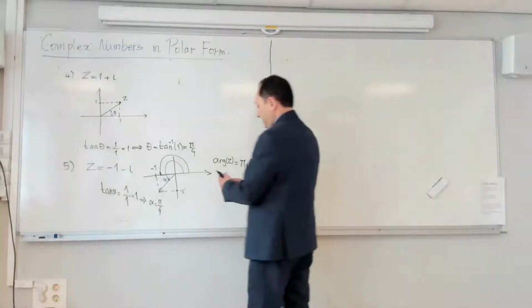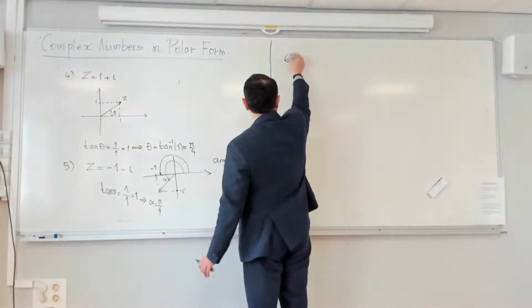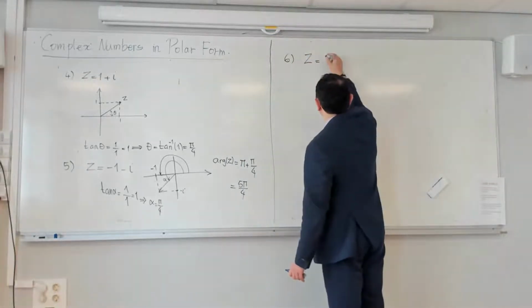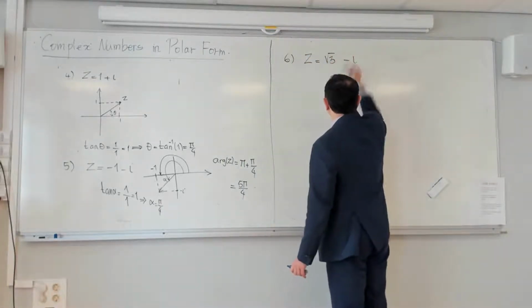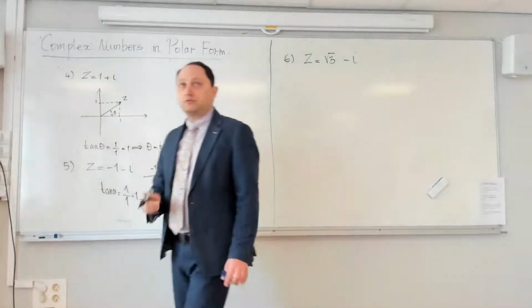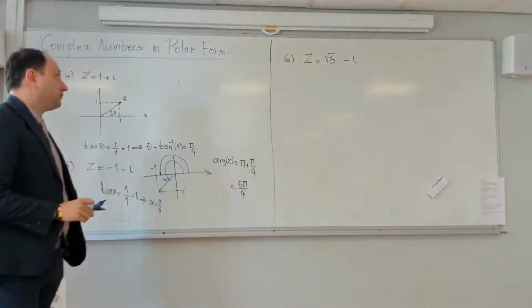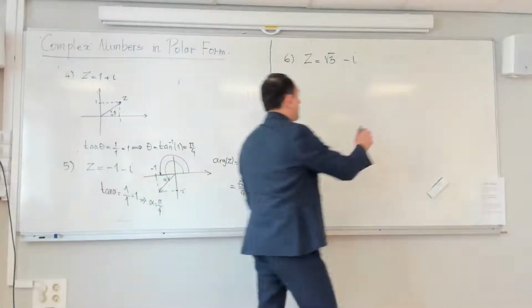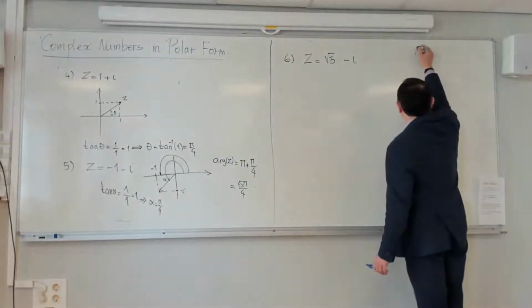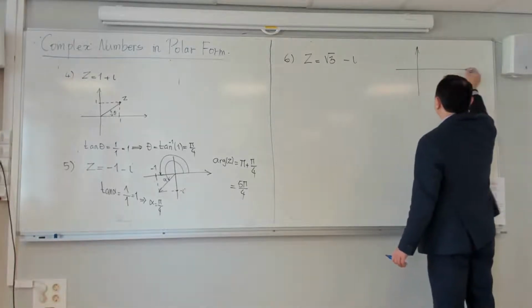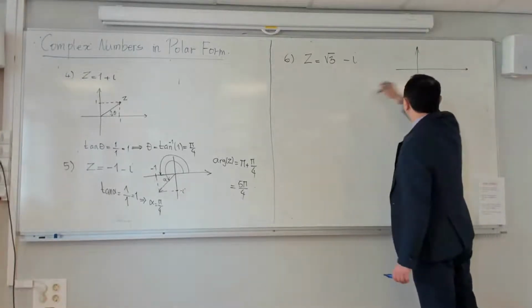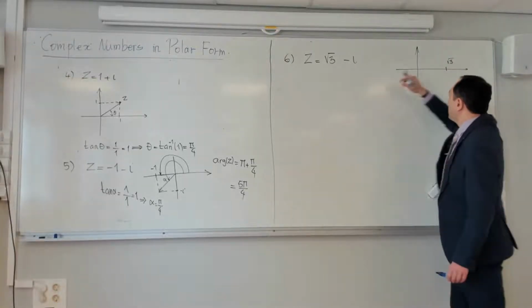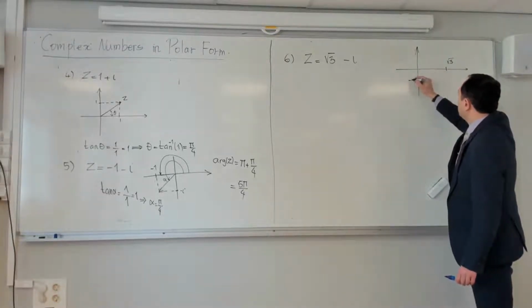For example, let me write number 6, and give you this example. z is equal to, for example, square root of 3 minus i. We want to find the argument of this. Okay, so how should I do that? First of all, I draw a rough diagram for myself here. You don't need to be precise at all, yes? So the real part is square root of 3, so assume that this is square root of 3. The imaginary part is minus 1, so I consider this to be minus 1.